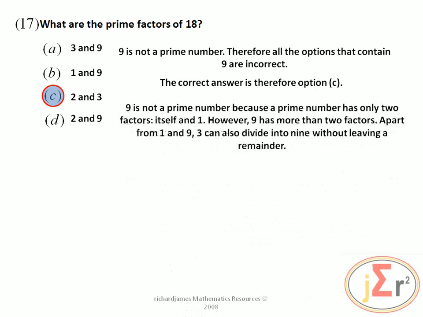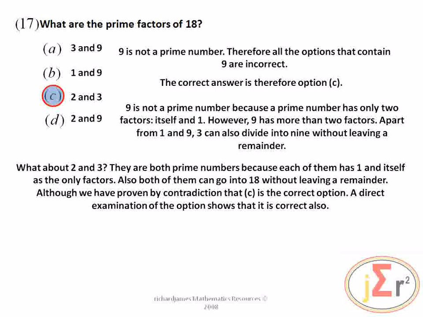Good. 9 is not a prime number because a prime number has only 2 factors, itself and 1. However, 9 has more than 2 factors. Apart from 9 and 1, 3 can also divide into 9 without leaving a remainder. What about 2 and 3? They are both prime numbers because each of them has 1 and itself as the only factors. Also, both of them can go into 18 without leaving a remainder. So, although we have proven by contradiction that C is the correct option, a direct examination of the option shows that it is correct also.